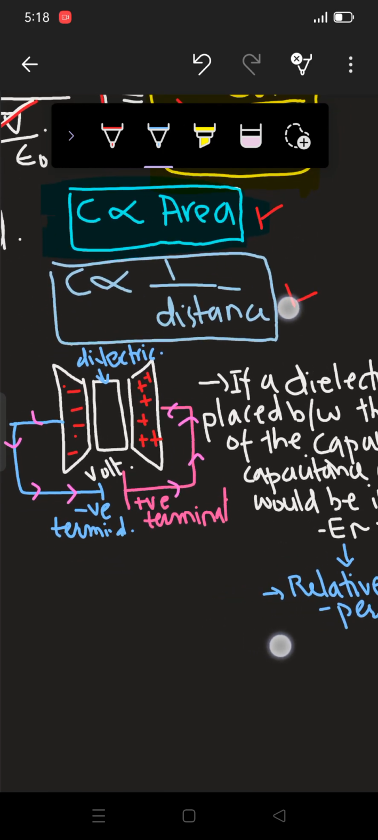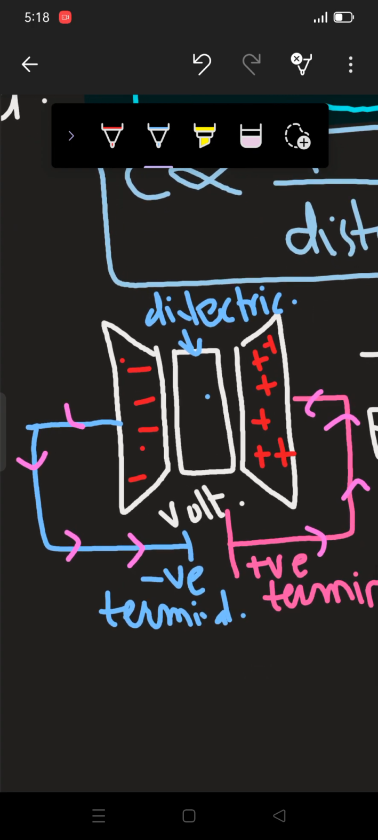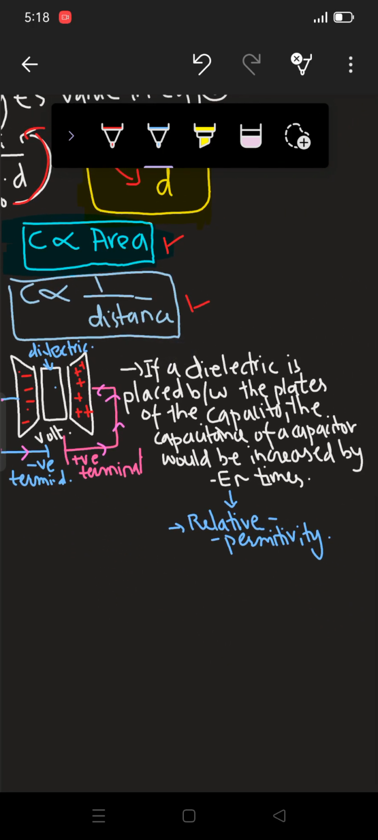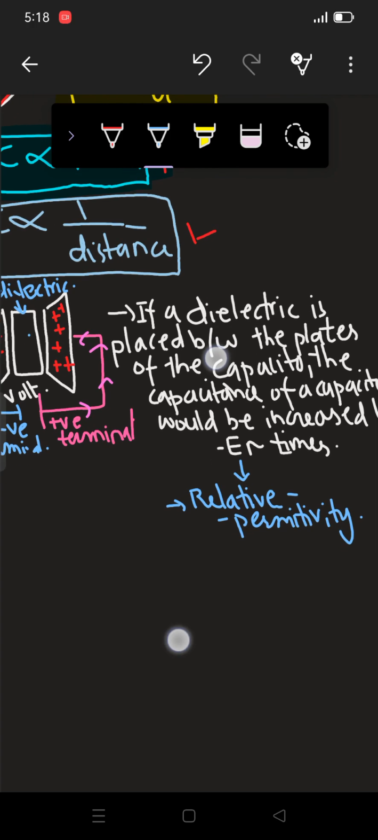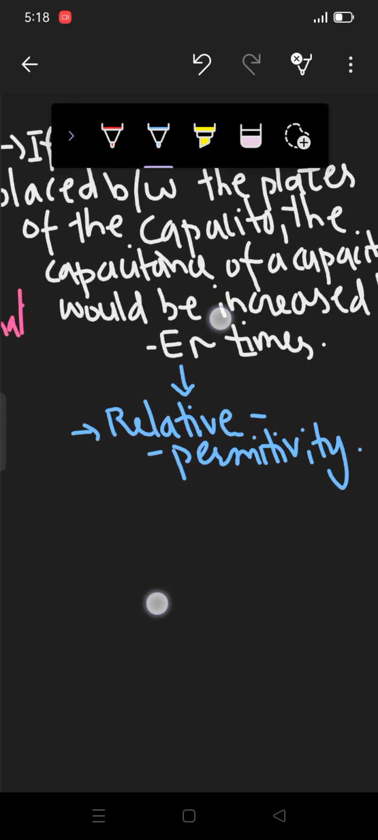Right? So if we have placed a dielectric plate between these two oppositely charged plates of the capacitor, the capacitance, the ability of the capacitor, would be increased by relative permittivity times, or ER times, which is the relative permittivity whose value will always be greater than 1, right? It would never be less than 1, it would always be greater than 1, right?